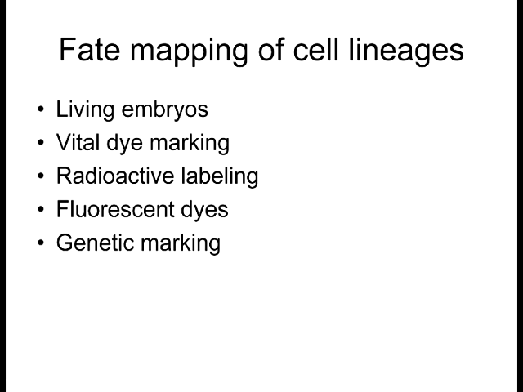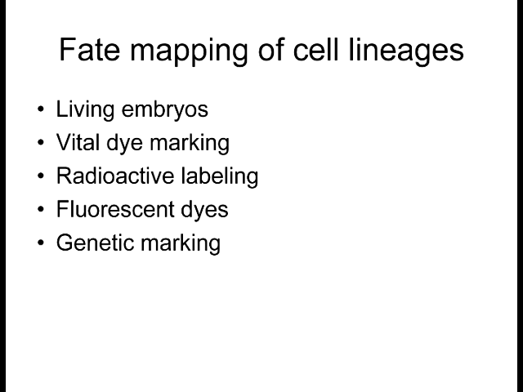Now, the one that can be permanent is genetic marking. Genetic marking can be absolutely permanent. There are two ways in which you can do this. The first way is genetic embryology, such as transgenics. You put a gene into the cell's nucleus, and every time it copies its genetic information, it will copy that gene as well.